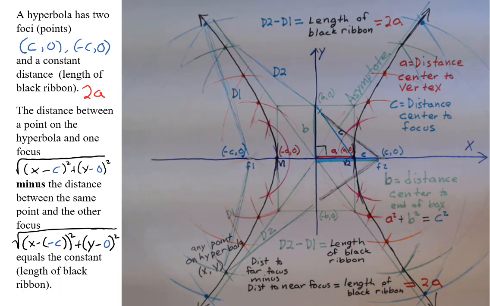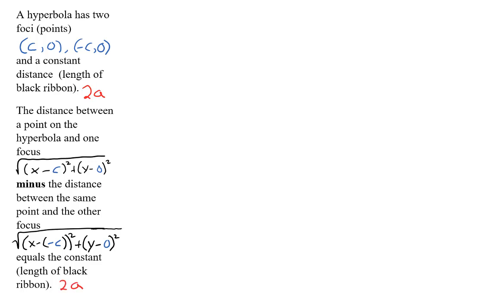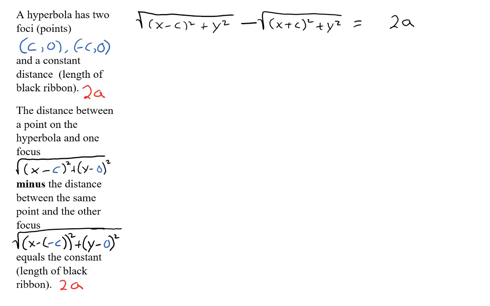And this equals the constant, the length of the black ribbon, which is 2a. From this we can write an equation. That radical, the first distance, minus the radical, the second distance, equals 2a. Well, maybe it equals 2a. If we take the larger and subtract the smaller, we get 2a.